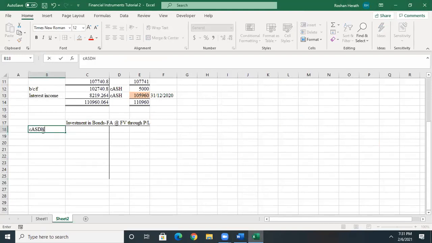Okay, cash 95,000. Transaction cost 2,000 is there. What you are supposed to do with that? Transaction cost charge to the P&L.